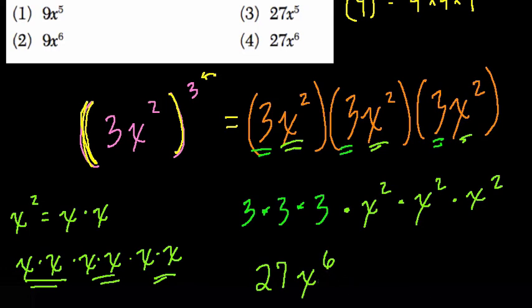Now, a shortcut to this, you can take the exponent and distribute it to each part of the term inside, so that it's 3 to the third and (x squared) to the third, which is just x to the sixth. You can multiply those exponents. But the reasoning behind it is right here.